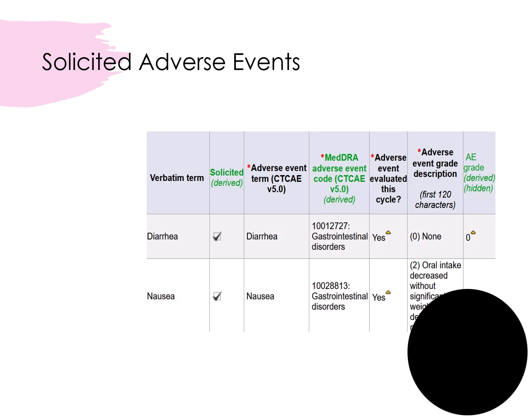Persistent events must be reported in each cycle. For events that change grades during the cycle or report period, only the worst grade in this cycle or report period must be reported on this form.